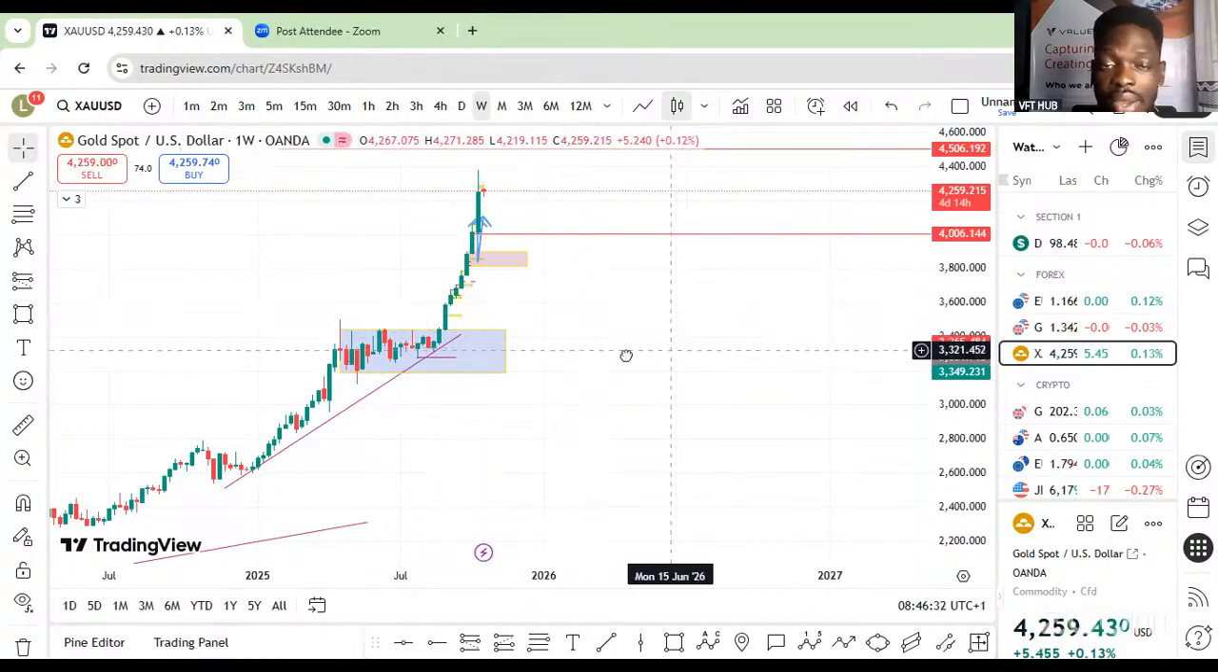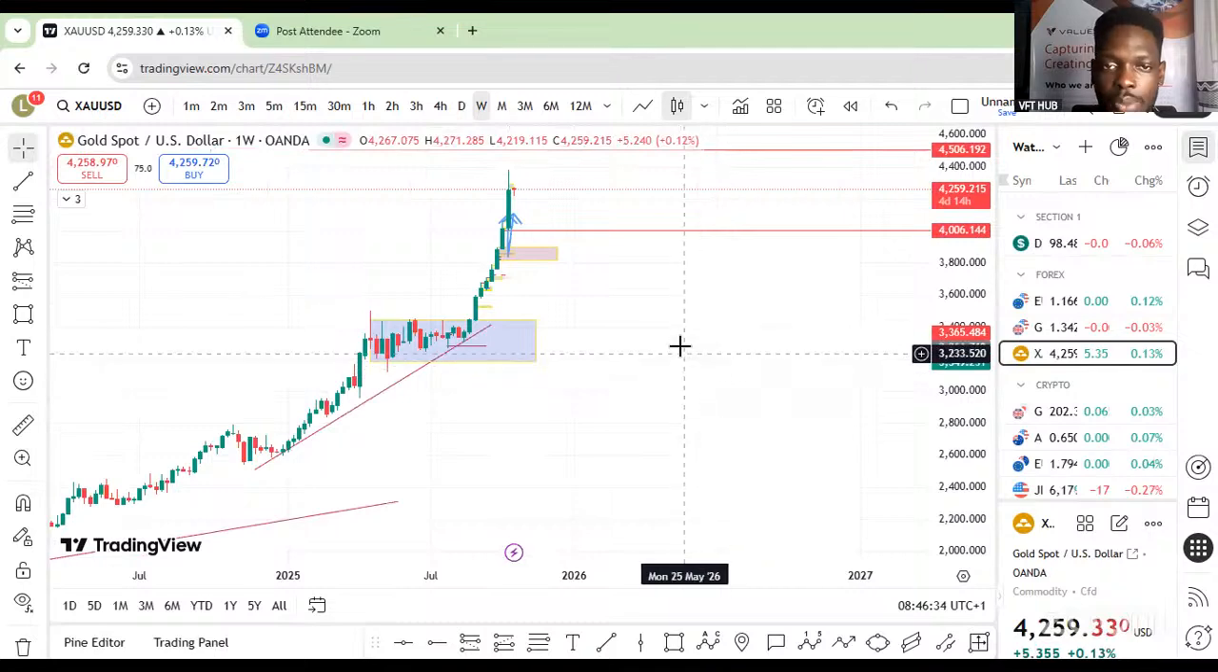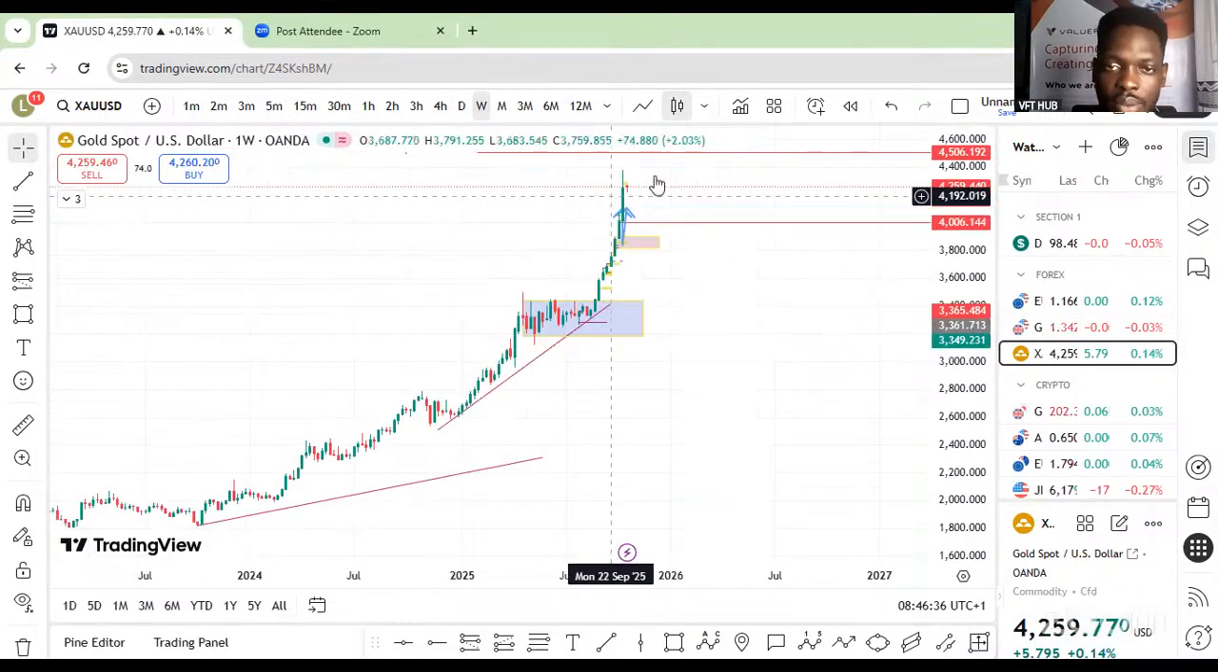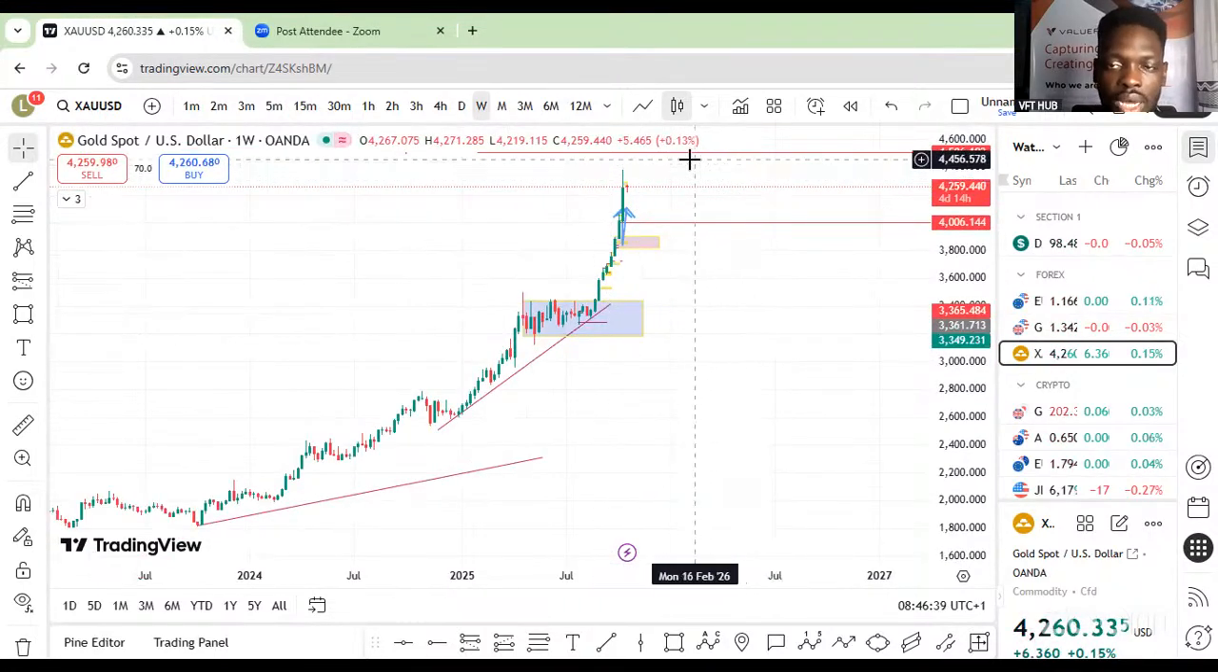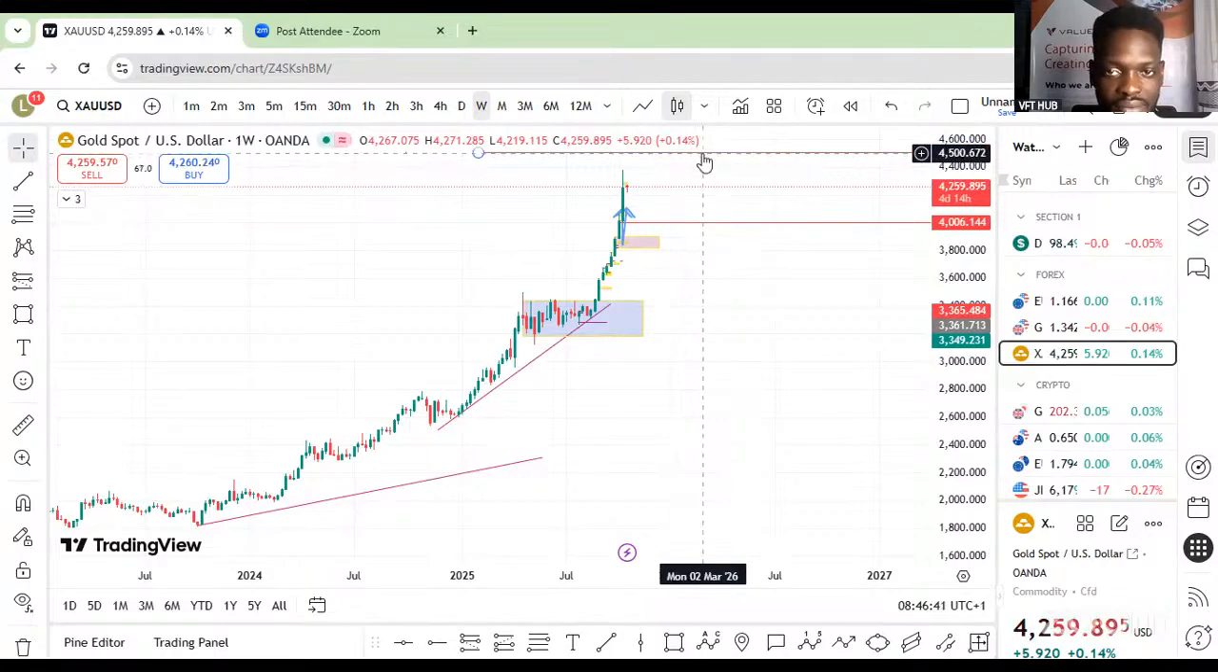upside. However, we are still expecting that there is high probability that this week price traded into the 4,500 level. But if that is it, let's look at the lower time frame to determine where exactly we should come in and also pull the trigger moving forward.